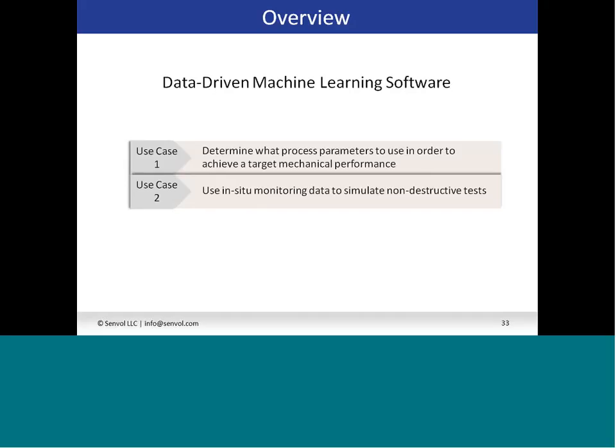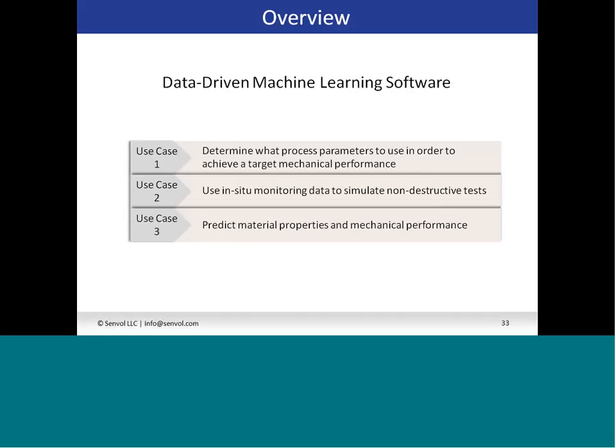The second use case is about the use of in-situ monitoring data to simulate non-destructive tests. The third use case is about predicting material properties and mechanical performance. So the third use case is actually the inverse of the first use case. It is an example where you know what your process parameters are, and based on those process parameters, you want to predict what maybe your tensile strength will be, for example.